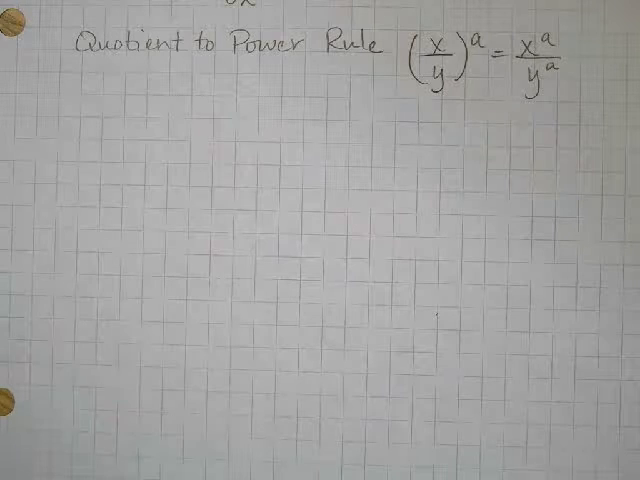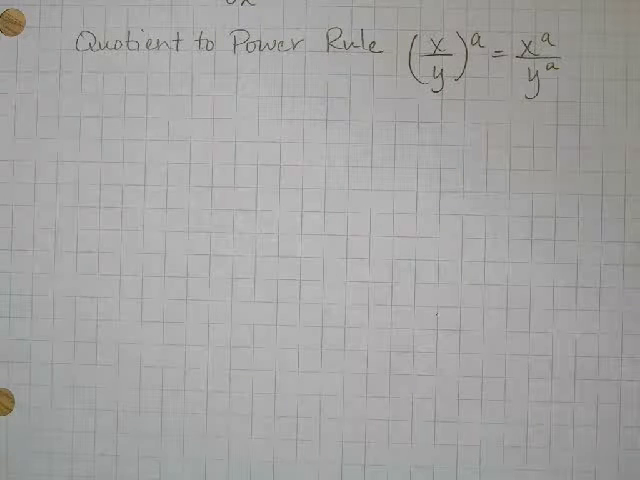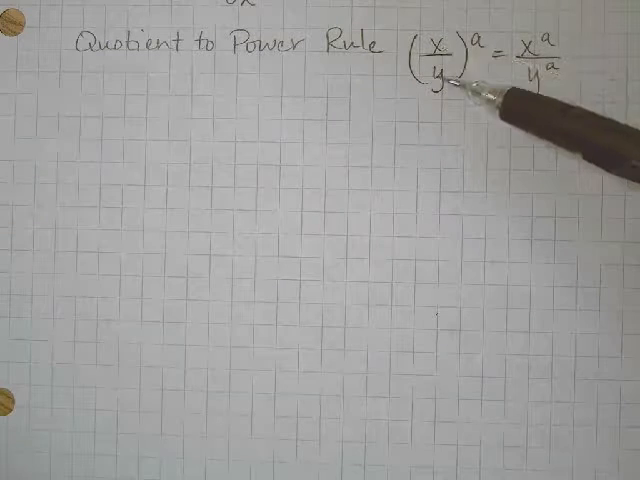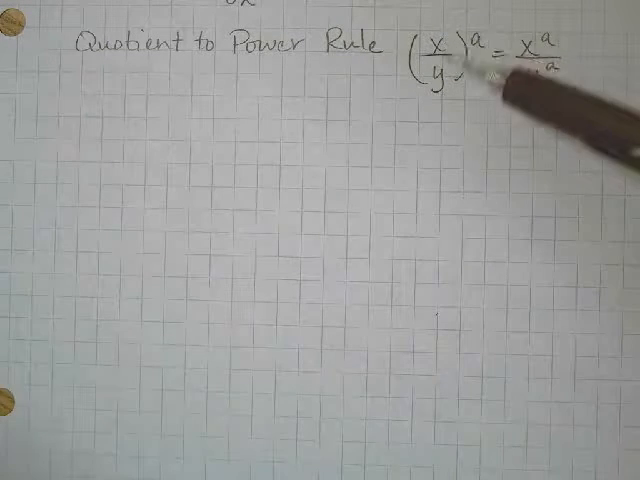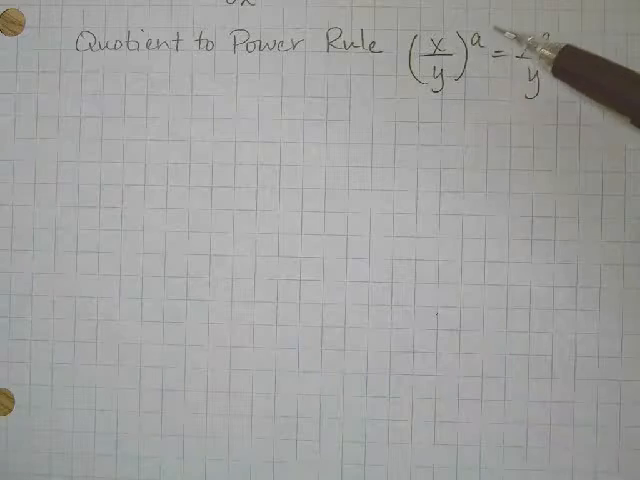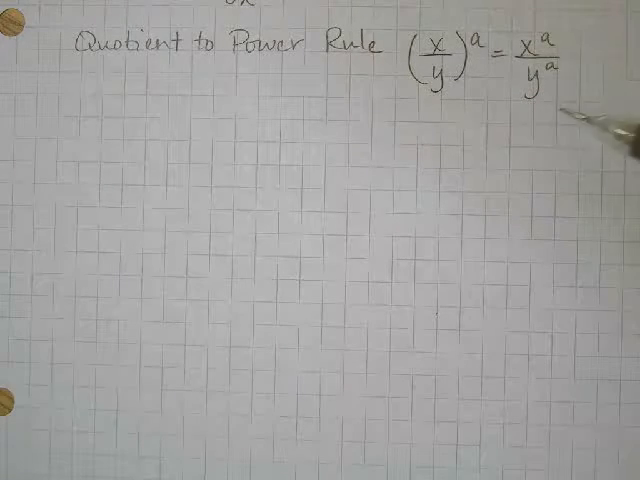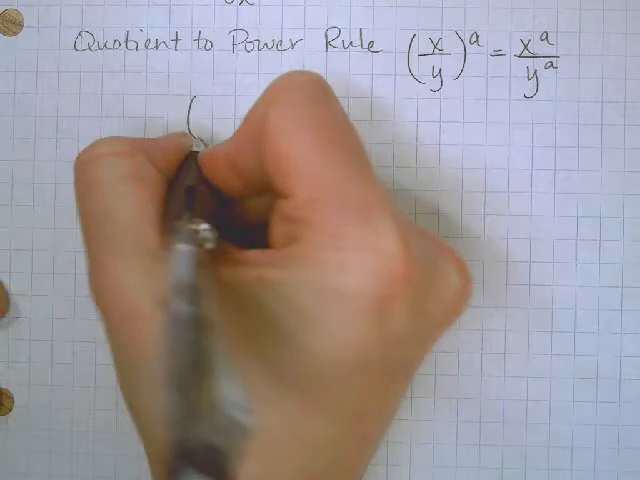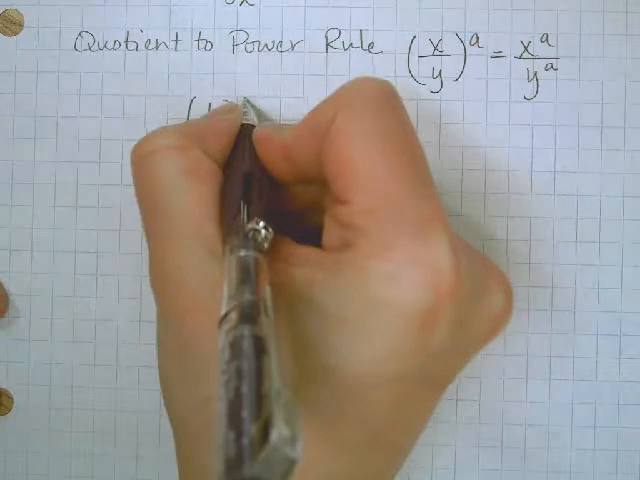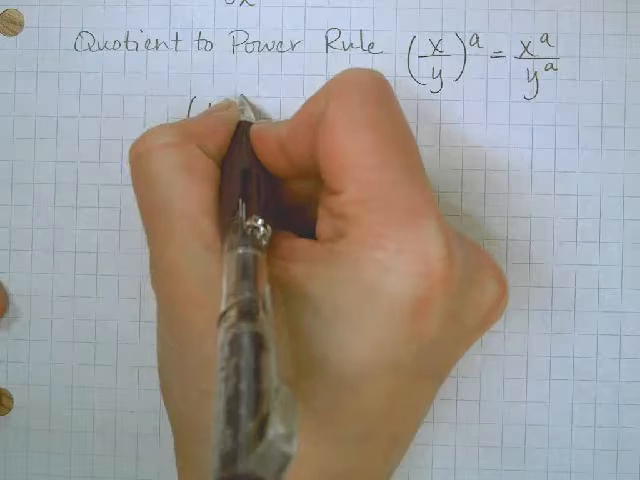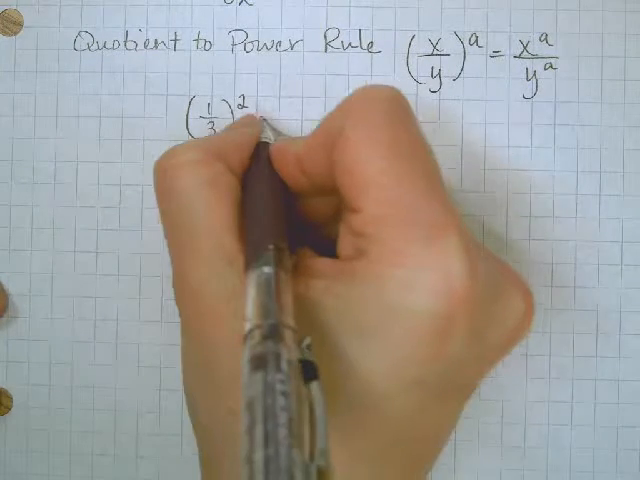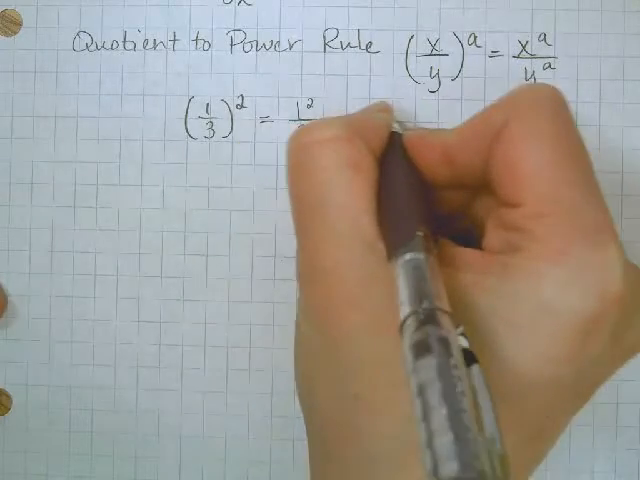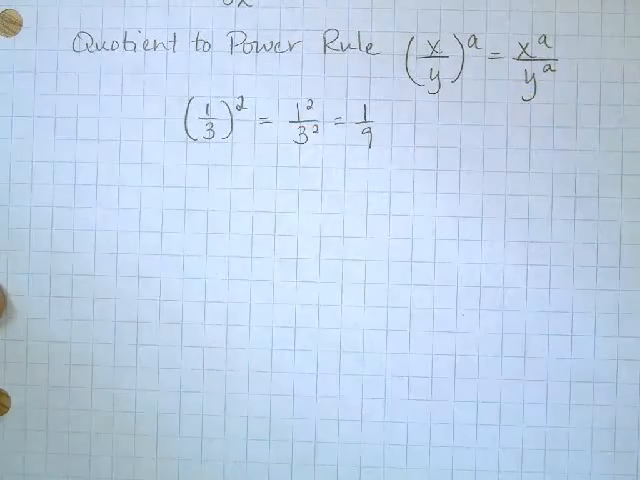Similar to the product to power rule is the quotient to power rule, which simply says if I have a fraction dividing, which means it's called a quotient, to a power, then it applies to both the top and the bottom. So if I have, for example, 1/3 to the second power, that is equal to 1 to the second over 3 to the second, which is equal to 1 over 9.